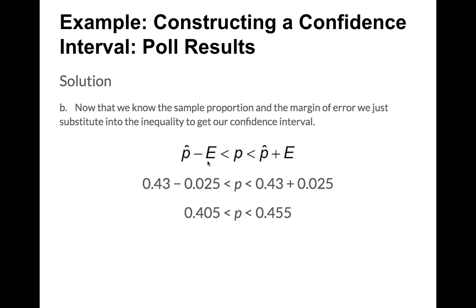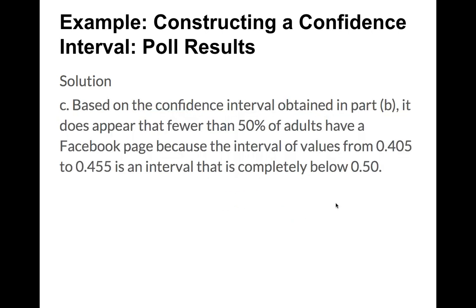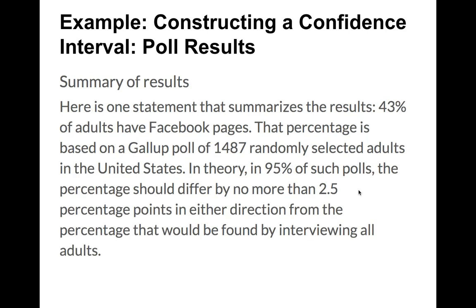So what this is saying is we're 95% confident that the true population proportion falls between 0.405 and 0.455. Okay. So based on that, does it appear that fewer than 50% of adults have Facebook pages? Well, yes, very simply. And the reason why is because 0.5 is entirely above the confidence interval. The highest our interval goes is 0.455, which is nowhere near 0.5. And so because of that, we can say yes to that last question.